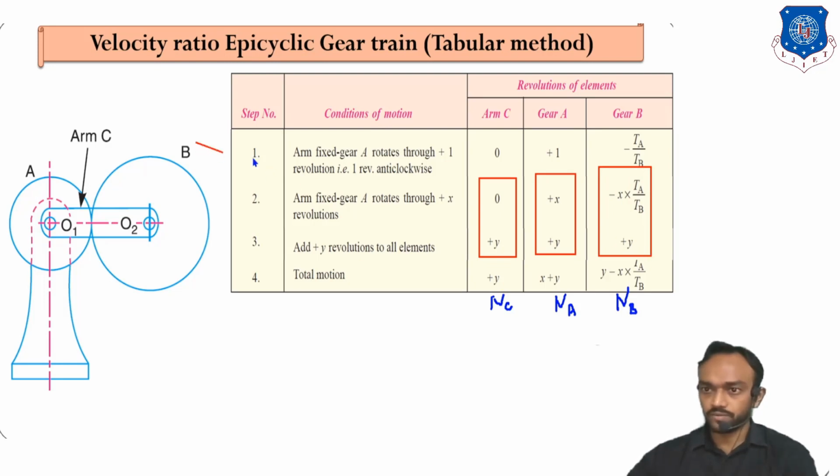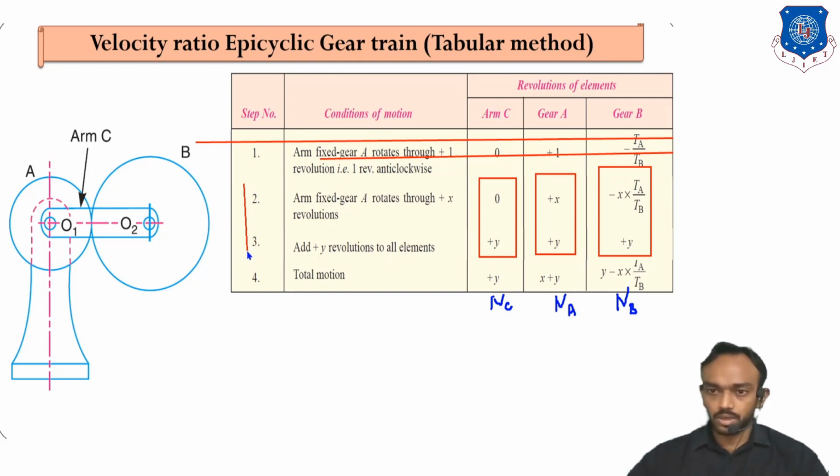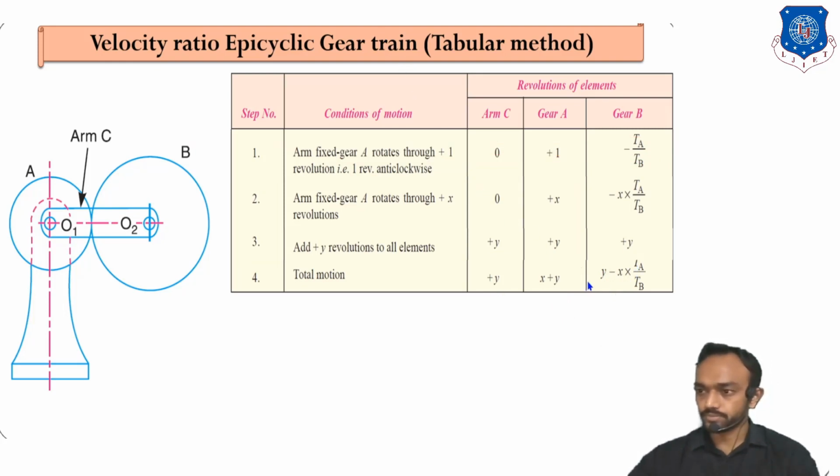Not the first, ignore the first. So sum the column, rows 2 and 3. In total motion, 0 plus y is equal to y, x plus y is equal to x plus y, and minus x TA upon TB. So you have written that y minus x TA upon TB. Okay, there is a TA.